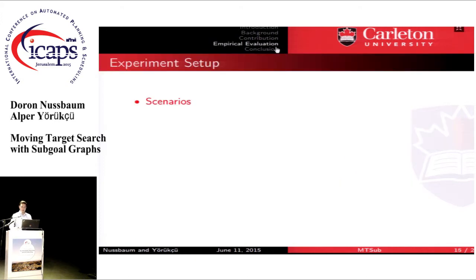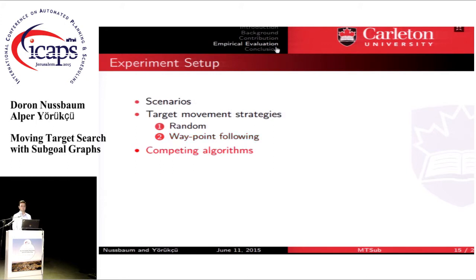And empirical evaluation. We have 100 scenarios for each map, and scenarios define the initial positions of the agent and the target. And I use two target movement strategies. One is random. In random, the target basically moves randomly towards an unblocked cell in the search space. And a waypoint following target travels between randomly selected waypoints.